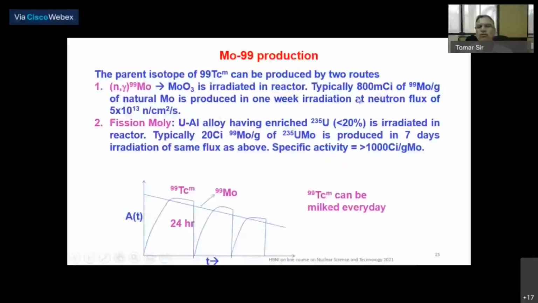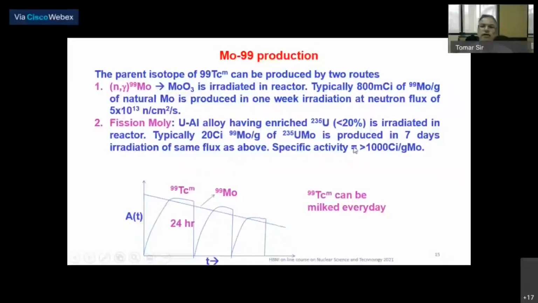So many a time, it is not a very useful product if you have this low specific activity molybdenum 99. So fission moly is a very good alternative to (n,gamma) moly, wherein you irradiate a uranium aluminum alloy having uranium 235 enrichment up to 20%, irradiate it in the reactor, and then you can do the chemistry of molybdenum from the irradiated uranium target. Typically, you get 20 curie of molybdenum 99 per gram of uranium aluminum alloy. It is produced in 7 days irradiation at the same flux as above.